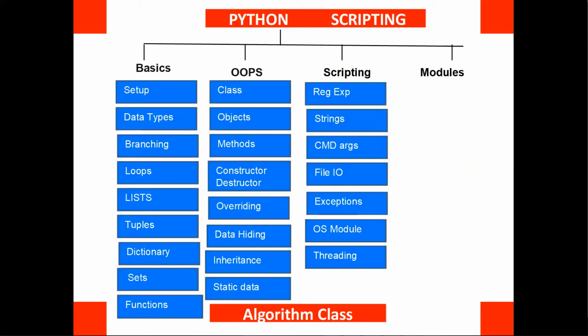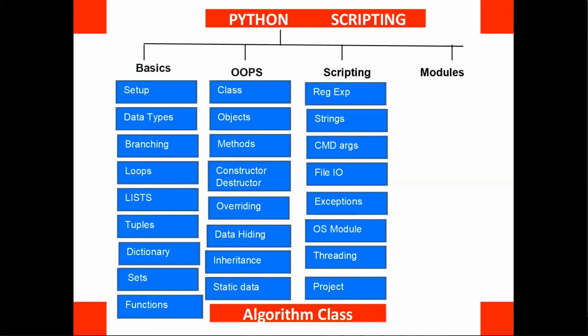Multi-threading, yes, we can definitely do parallel programming with multiple threads, and we can assign each thread to do some task. For the OS module and threading, we require modules, which are built-in packages. So this is what the Python scripting course is all about. It consists of basics, object-oriented programming, and scripting. And if you are interested in doing some project, yes, we can definitely guide you, but you have to sit here and work to complete it.